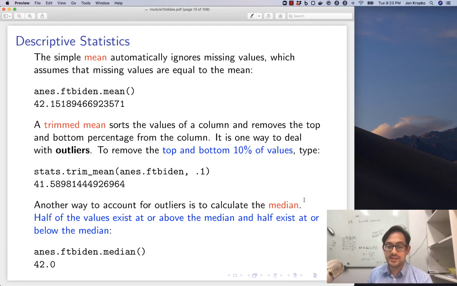Another way to account for these outliers is to calculate the median. The median is the 50th percentile. It's the value for which half of the values exist above and half of the values exist below.